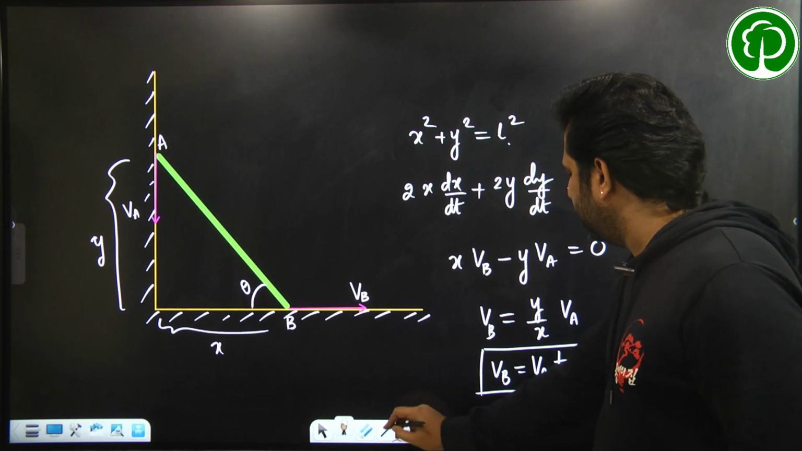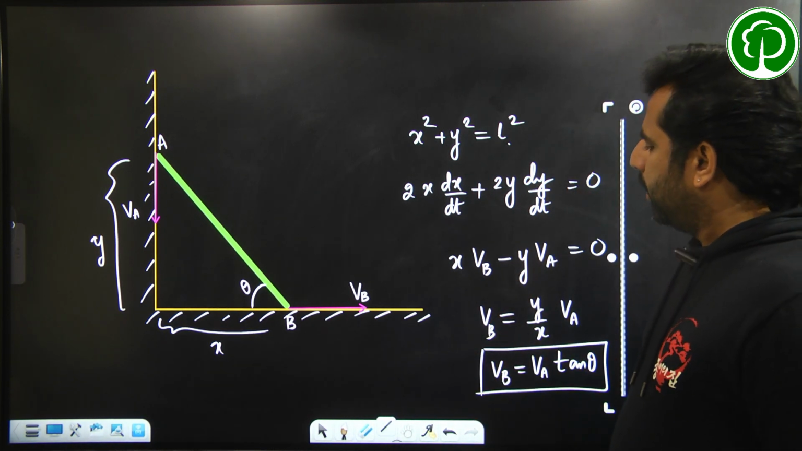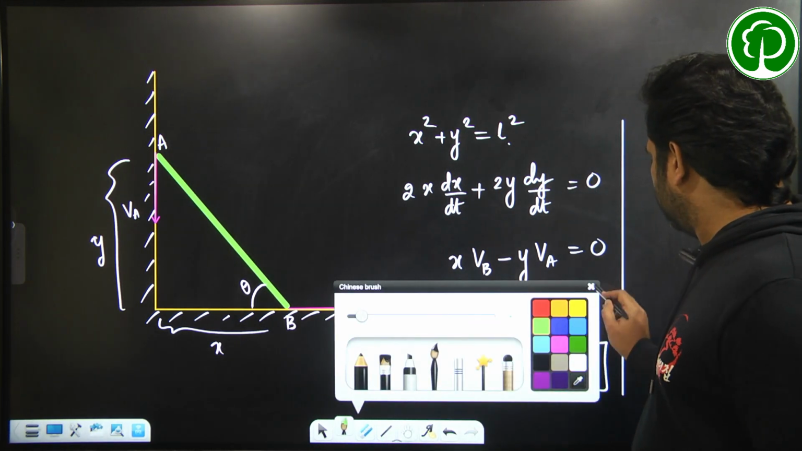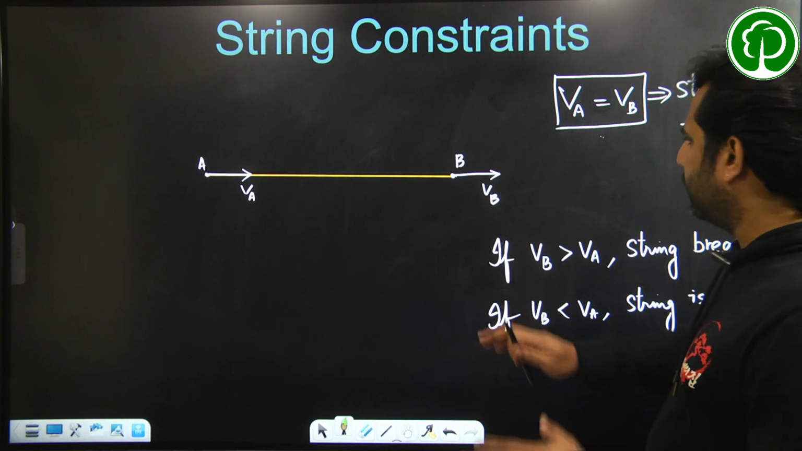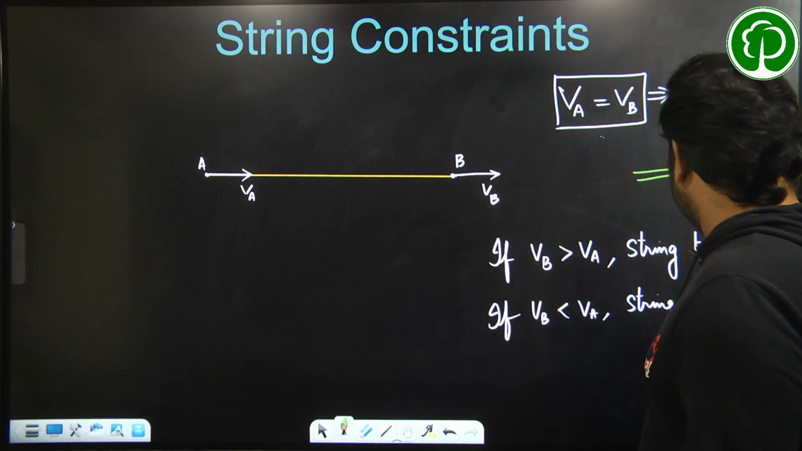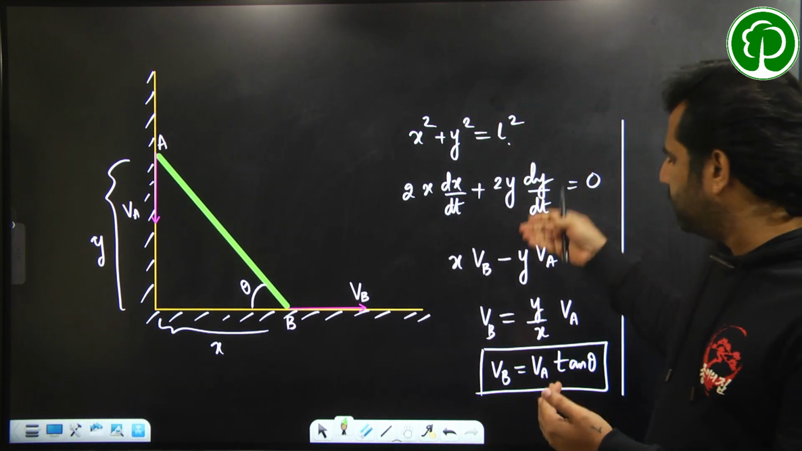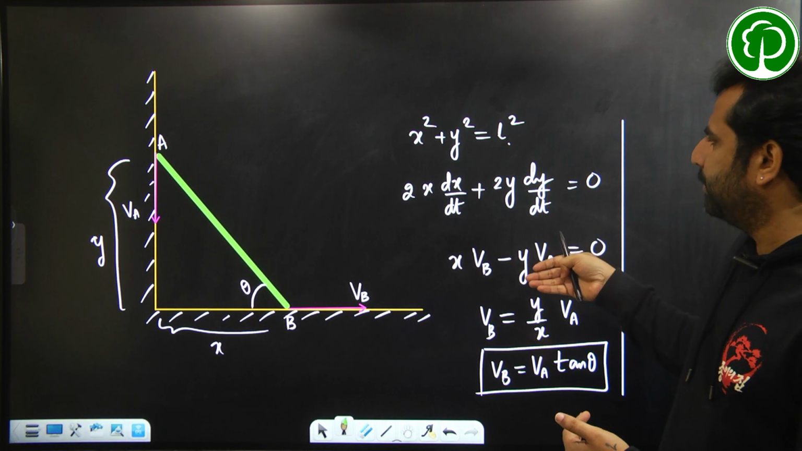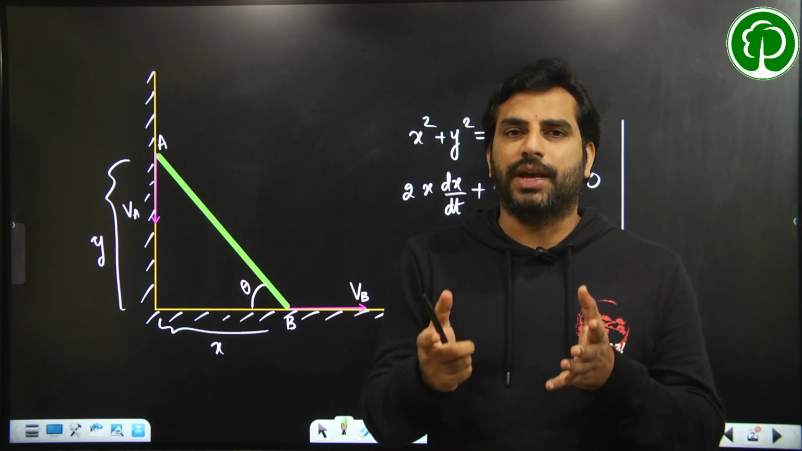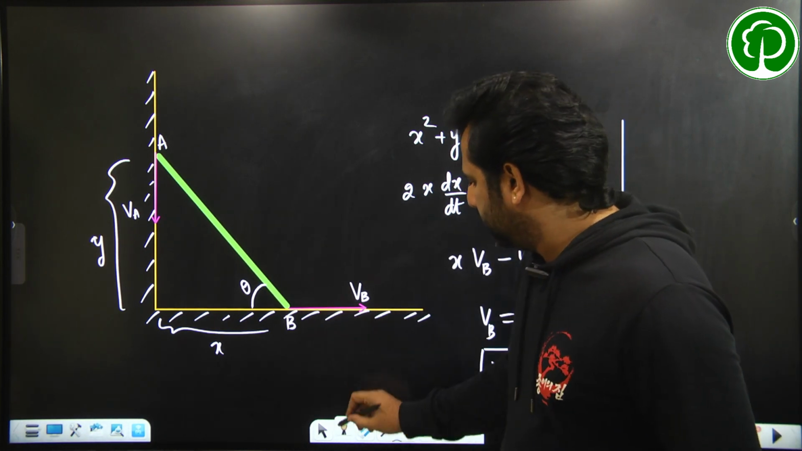This is the constraint equation. But now if I apply the concept of the velocities being equal along the length of the string or along the length of the rod, this case is going to be very, very simple. Instead of getting these many steps, instead of doing differentiation, instead of getting the constraint equation, with just one step the problem is solved. So shall we do that?